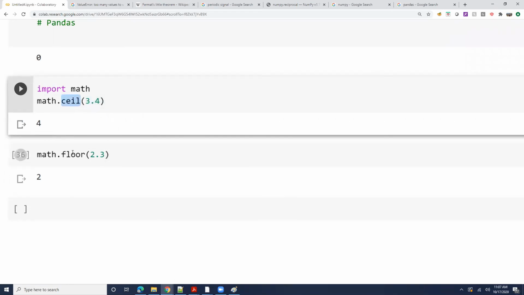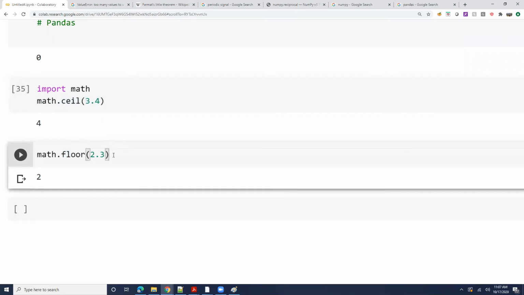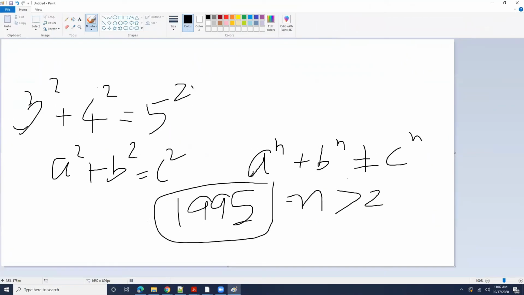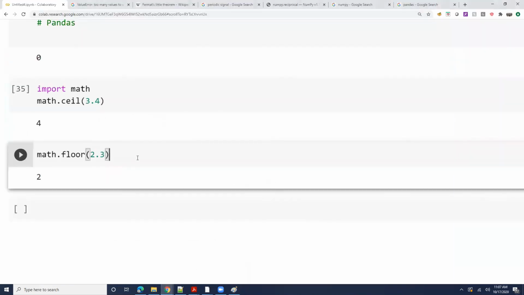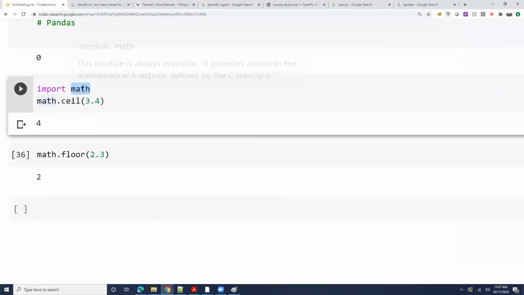To calculate this ceil and floor by yourself is a little bit difficult. You can do it, but it's a little difficult. That's why you use a library called math.